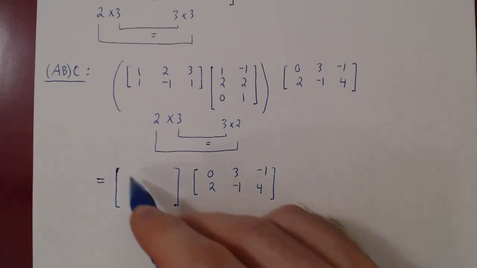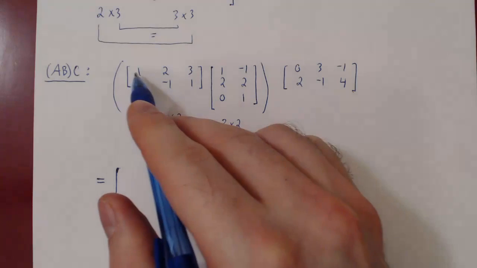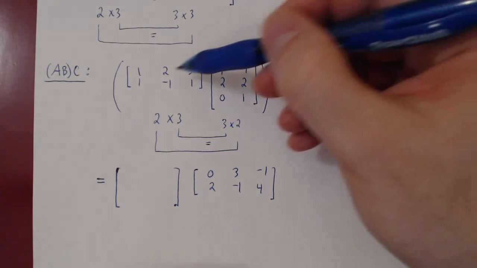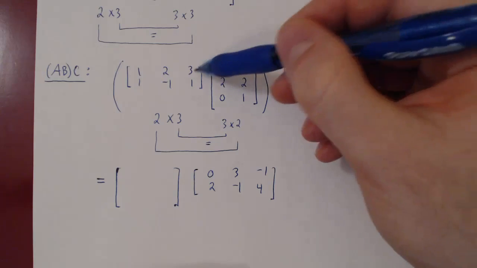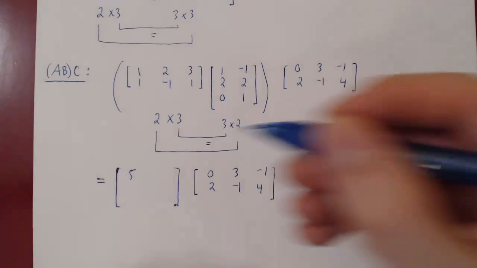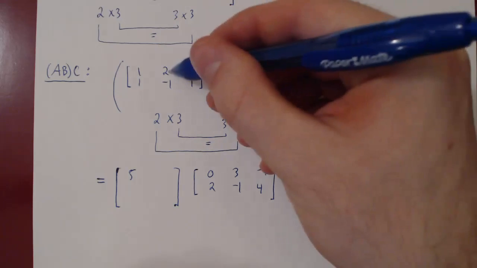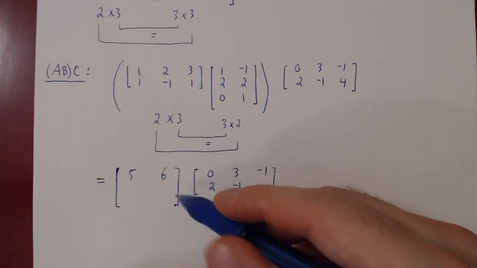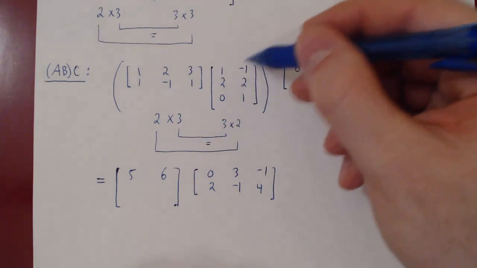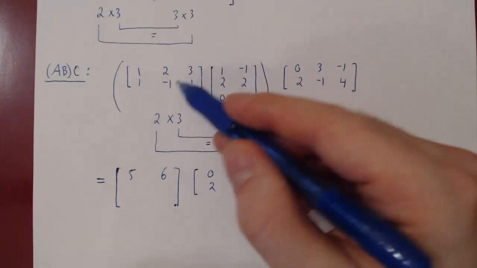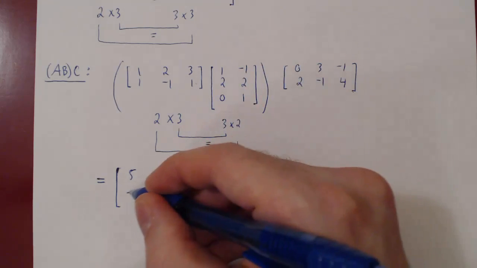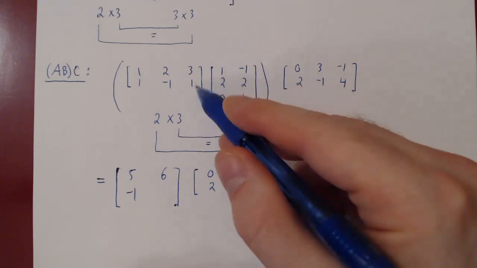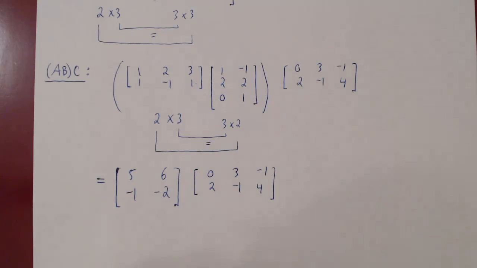Well, as always, to construct the first row of our new matrix, we fix the first row of A and go through all columns of B. We'll have 1 plus 4, 5 plus 0 gives us 5. Then we'll have negative 1 plus 4, 3 plus 3, 6. To construct the second row of our new matrix, we fix the second row of A and go through both columns of B. We'll have 1 minus 2, negative 1 plus 0, negative 1. Then we'll have negative 1, negative 2, negative 3 plus 1, negative 2.